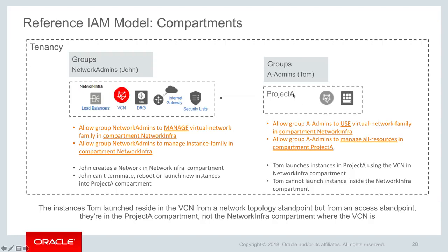And the project A compartment actually belongs to the group A admins, right? They would have access to use the virtual network family. So they'll be able to use the virtual network family here, right? And they can go and launch a compute resource. They can select the network, the VCN, but that's it. So remember that use only allows you to consume, not affect or modify those resources at all. So all I can do is create compute resources and use the existing VCNs that were created.